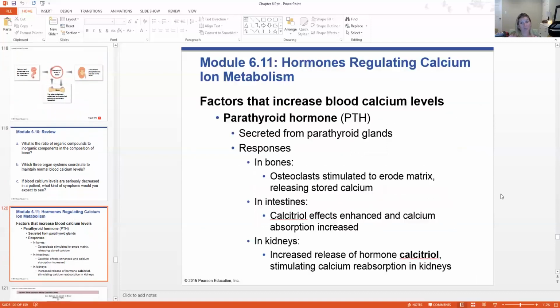Parathyroid hormone, or PTH. Parathyroid hormone comes from the parathyroid glands. It's secreted from the parathyroid glands in response to information coming in from the bones, the intestines, and the kidneys. So there's all these feedback loops happening. And our bones, osteoclasts, are going to respond to parathyroid hormone by releasing calcium into the blood. The intestines will respond to parathyroid hormone by bringing in more calcium. The kidneys are going to respond to parathyroid hormone because they're going to release calcitriol to bring about calcium reabsorption in the kidneys. In other words, secrete less calcium.